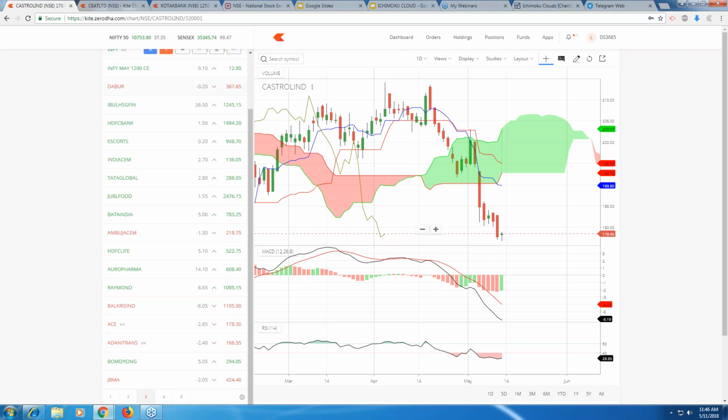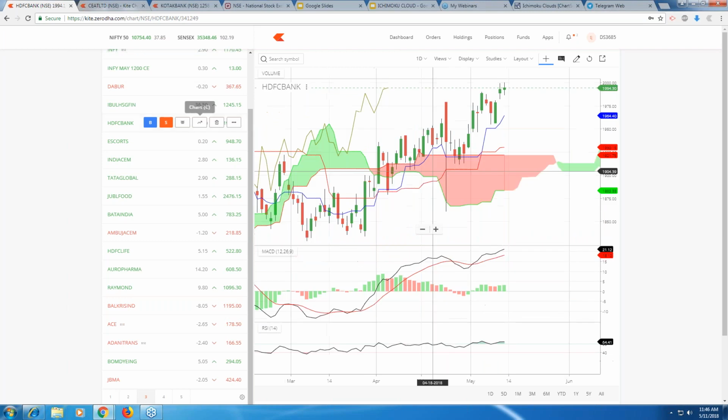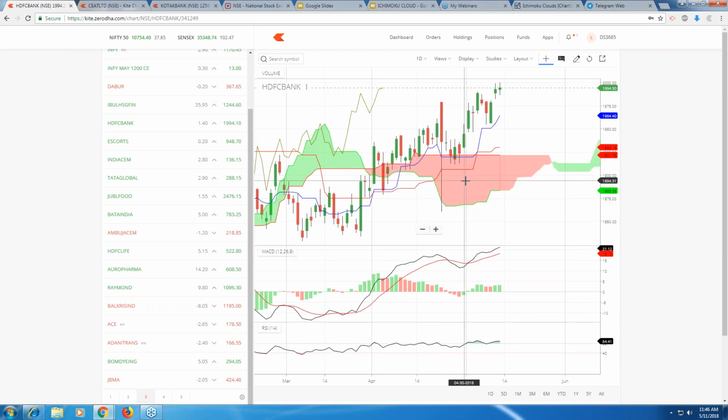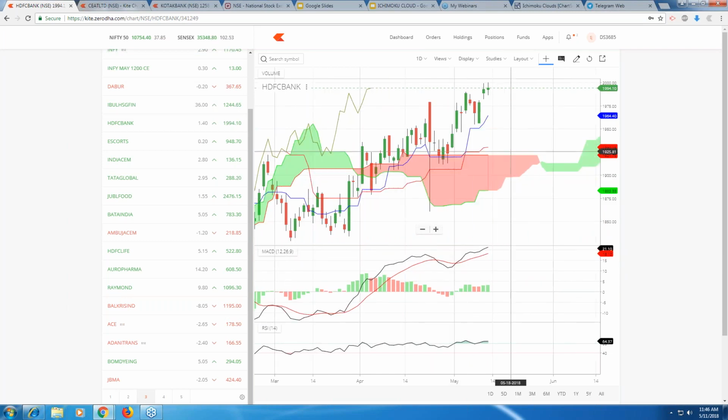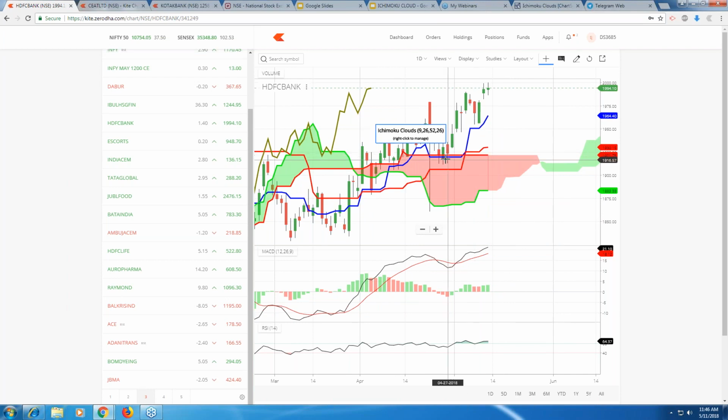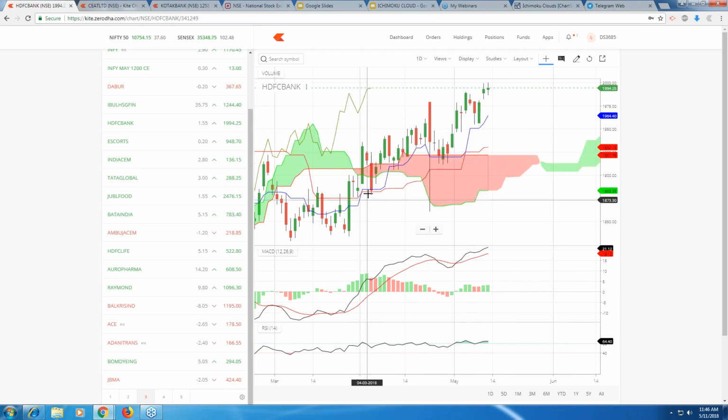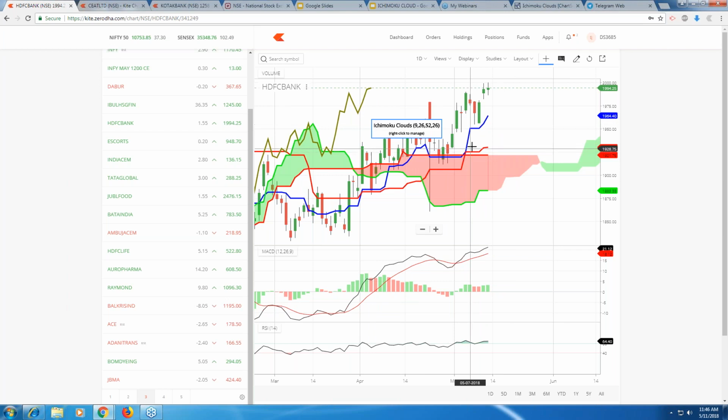Okay. And what else? Buy. I have found a beautiful buy signal in HDFC Bank. So HDFC Bank, see here beautifully, the cross of lines happening. The blue line, the conversion line, is taking support on the baseline and it's heading up. The price is above the cloud and it looks pretty promising in the upward direction.